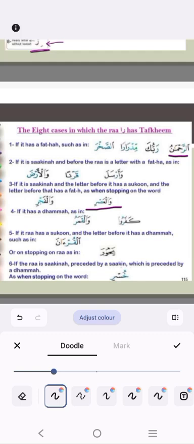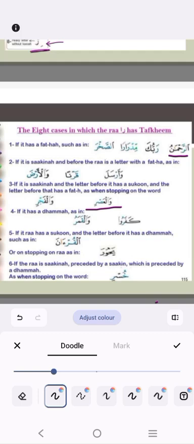Al-Qur'an, Qur. We are making ra heavy. And for example, in Yahur, that is ra with fatha. If we read with fatha, then also we will read ra heavy. And if we stop at ra, then also we will make it heavy.